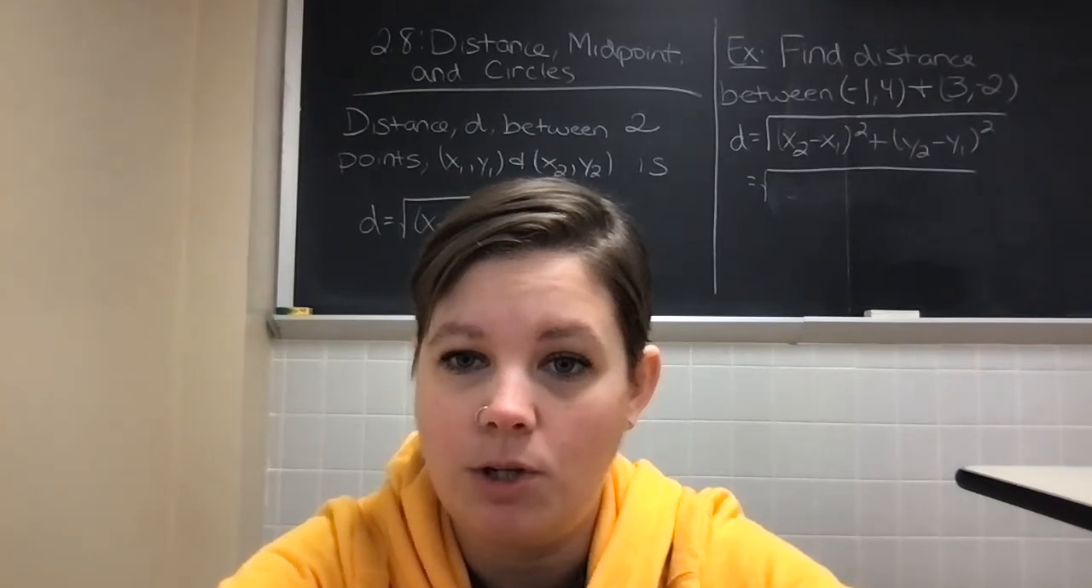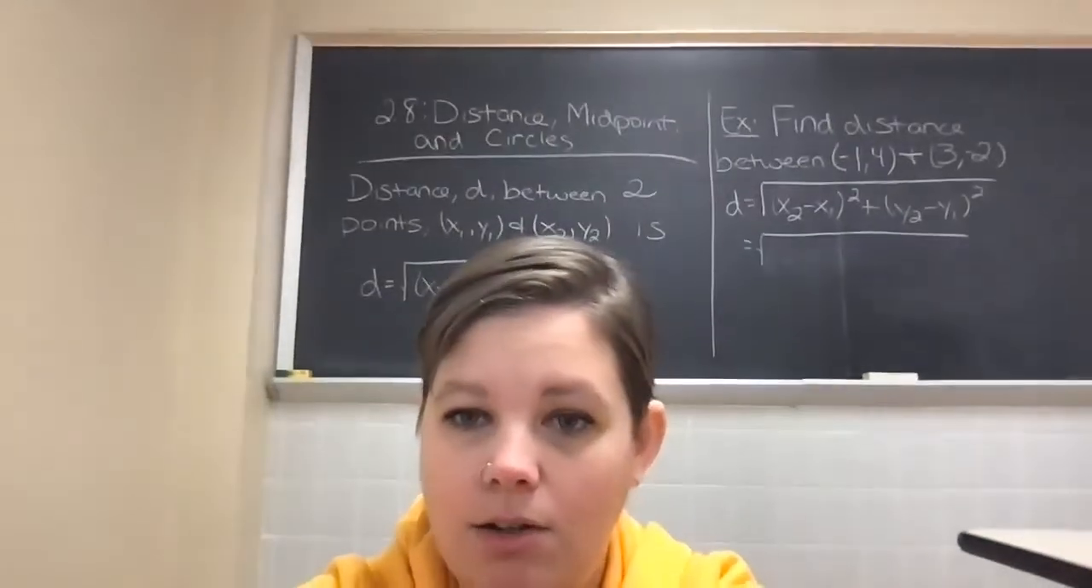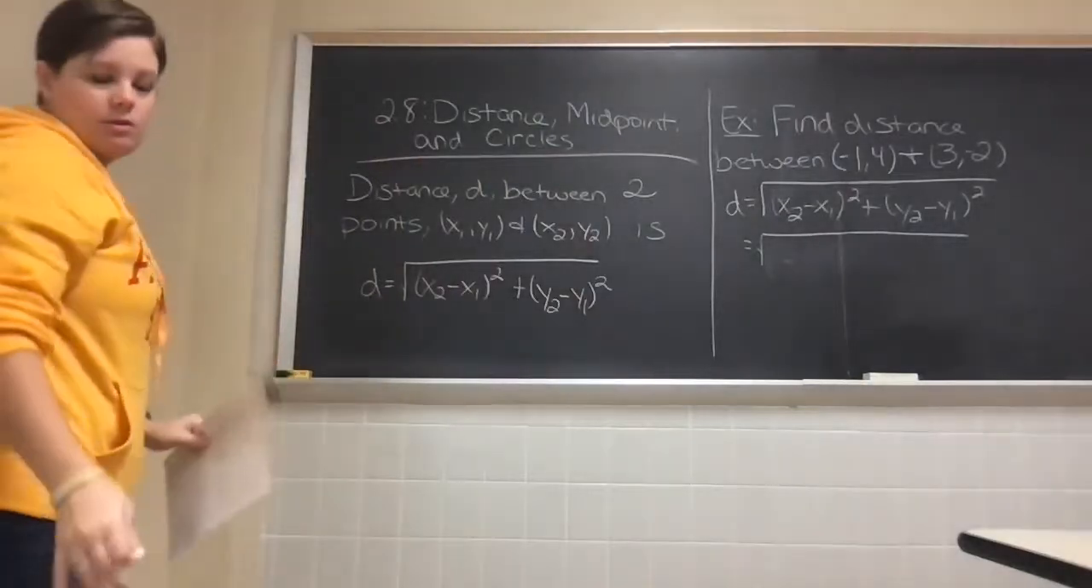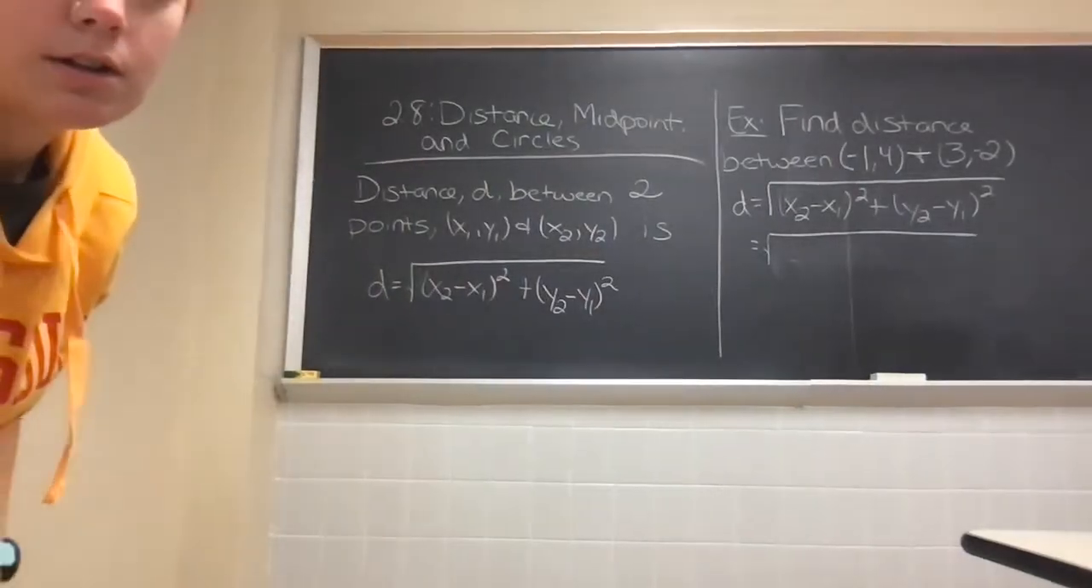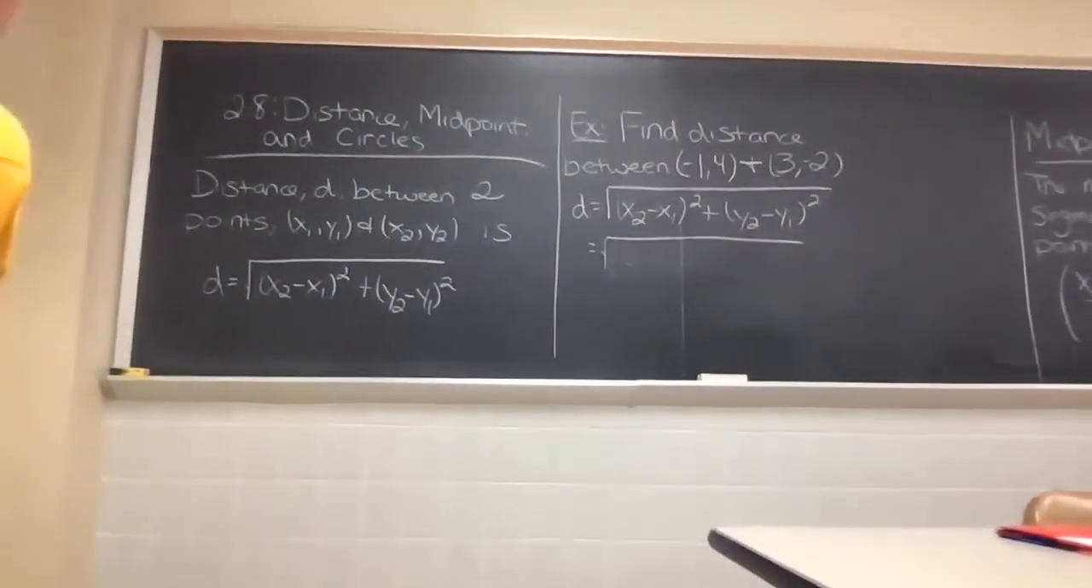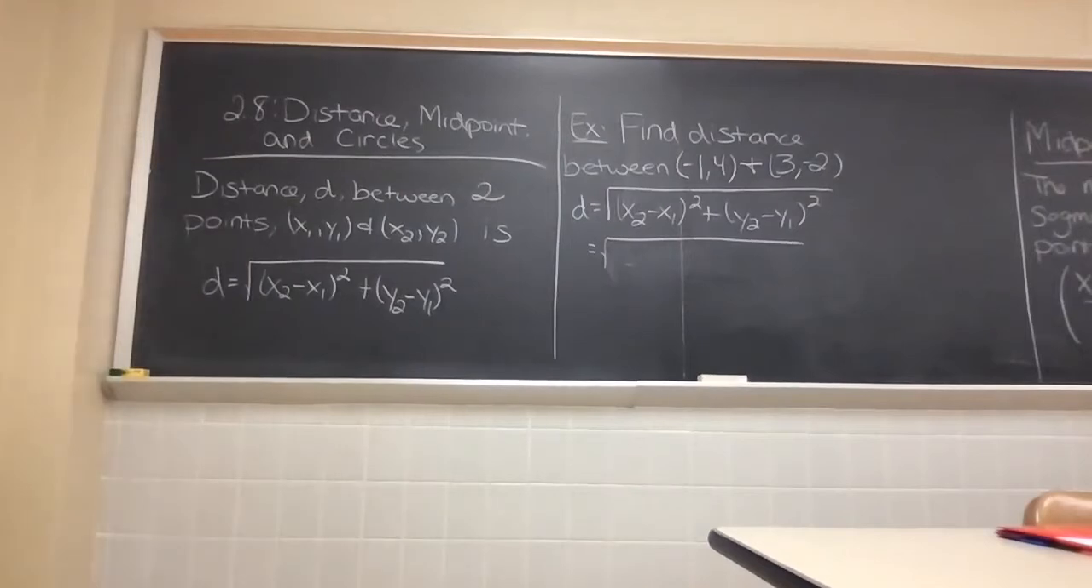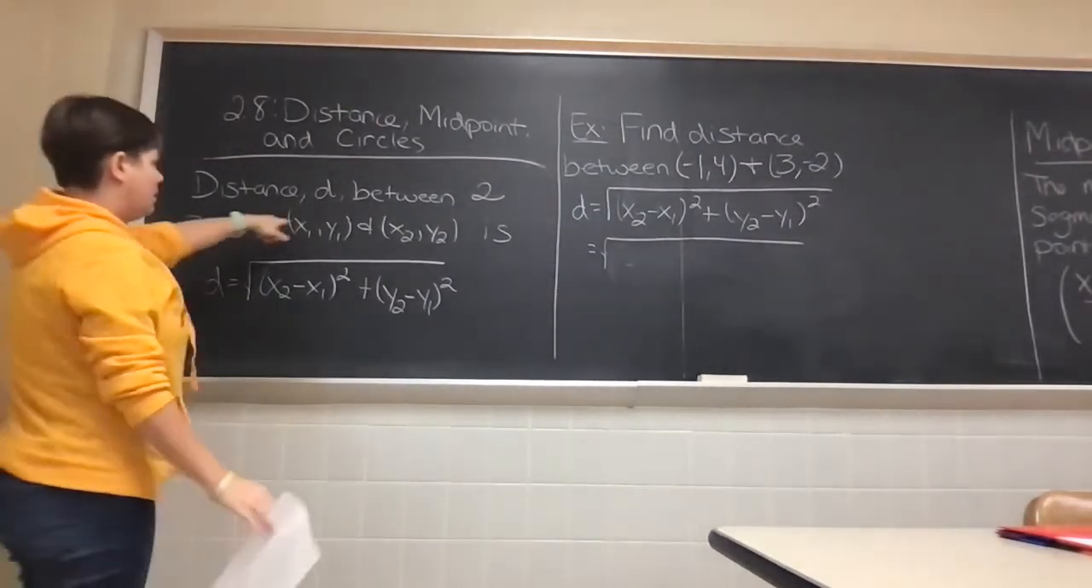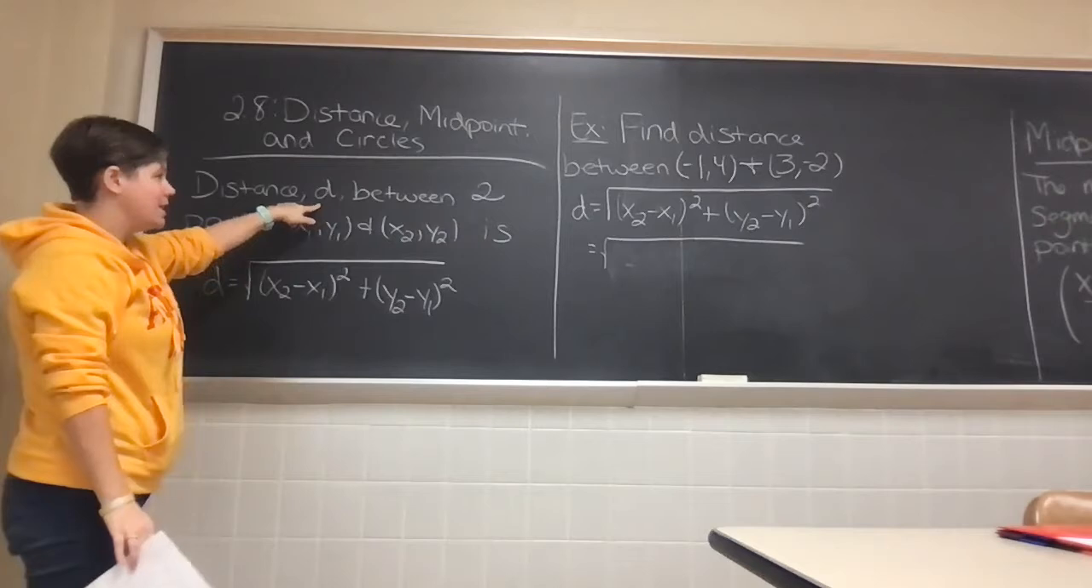So like I said, we are going to be in 2.8 today, which is distance, midpoint, and circles. Hopefully you can slide that over so it's more center. So the first thing we're going to talk about is distance. Distance is usually denoted with a little d.